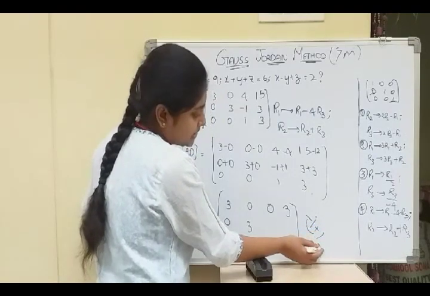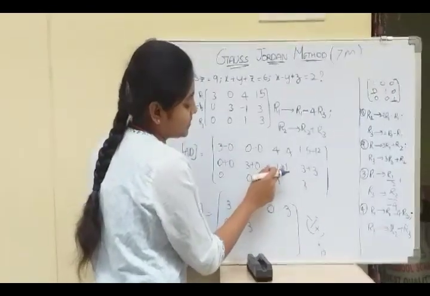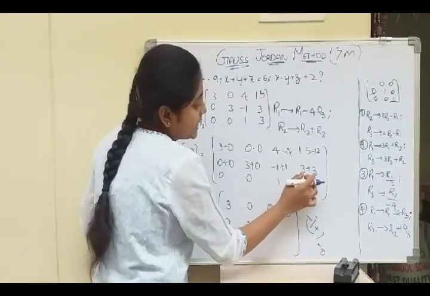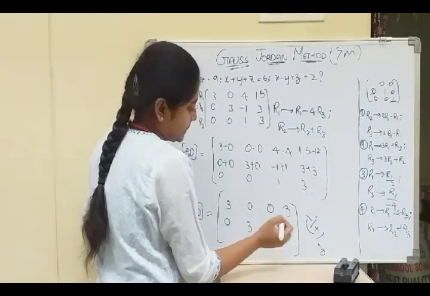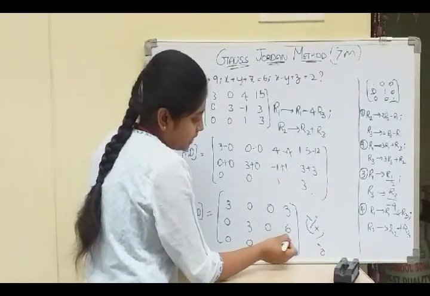1 minus 1, it is 0. So no need of any signs because it is 0. 1 minus 1 plus 1, it is 0. Now 3 plus 3, it is 6. Now row 3 as it is: 0, 0, 1, 3.